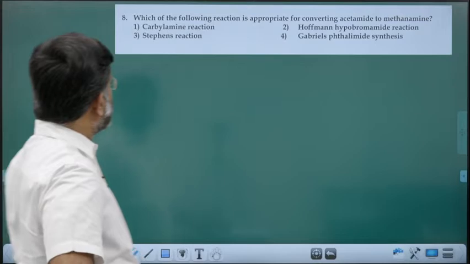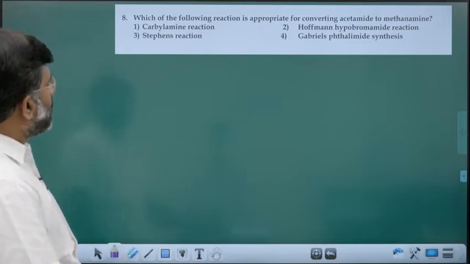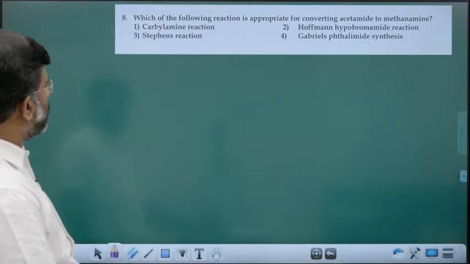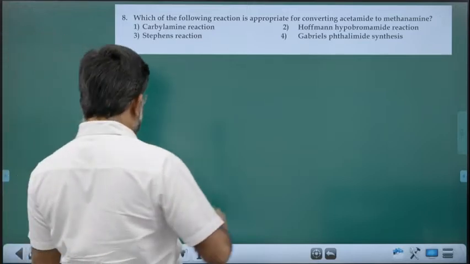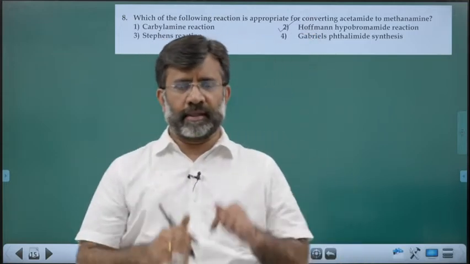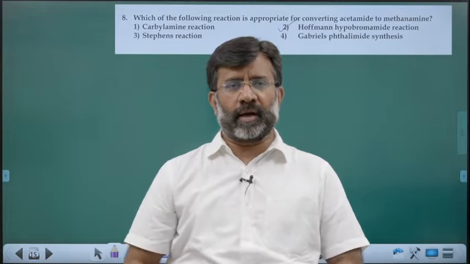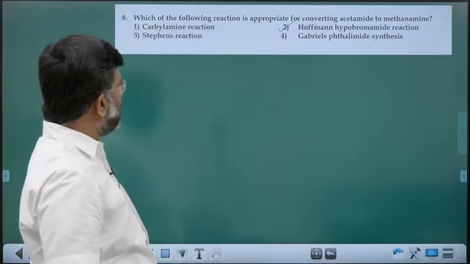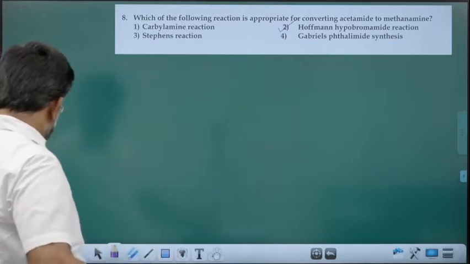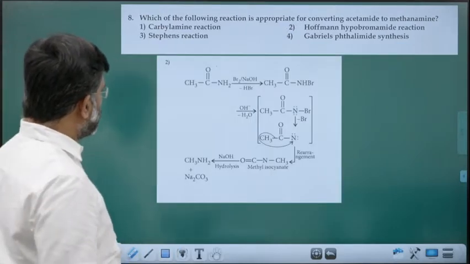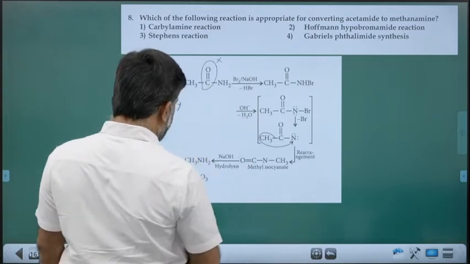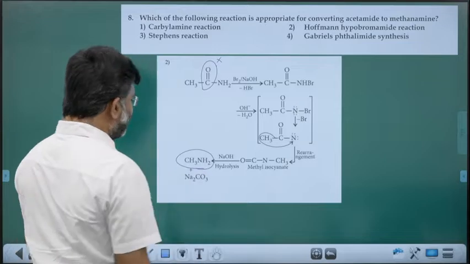Next. Which is appropriate for converting acetamide to methanamine? Acetamide to methanamine: Hofmann degradation reaction. In a degradation reaction, the product obtained will have 1 carbon less. You see, acetamide means ethanamide, converted to methylamine. Have a look at the reaction. This is acetamide, ethanamide. This group will go ultimately and you are getting methylamine.